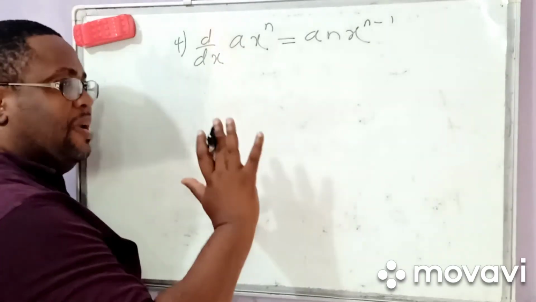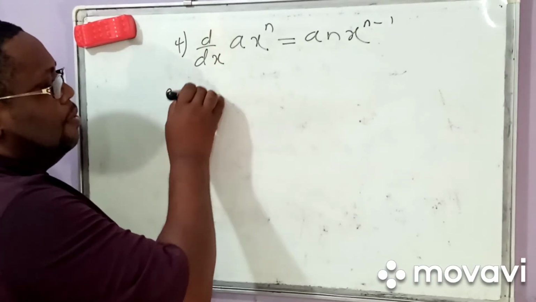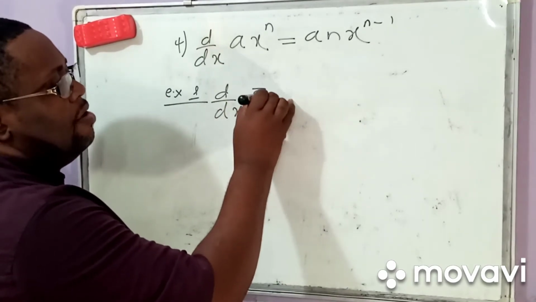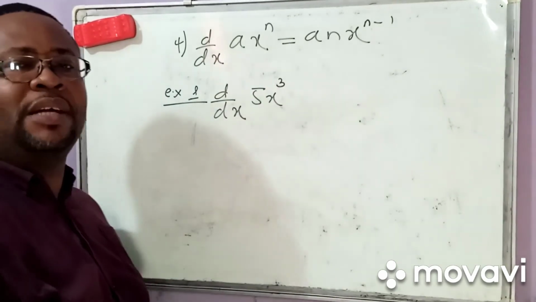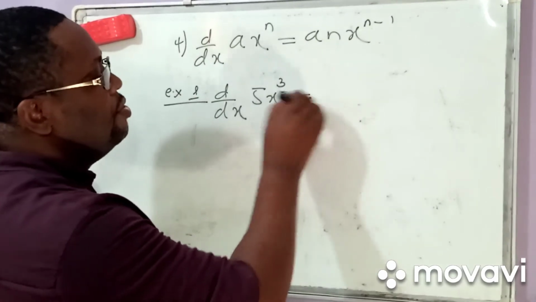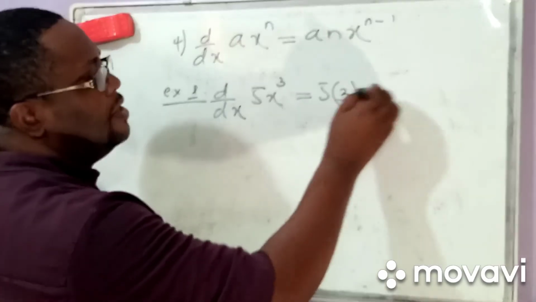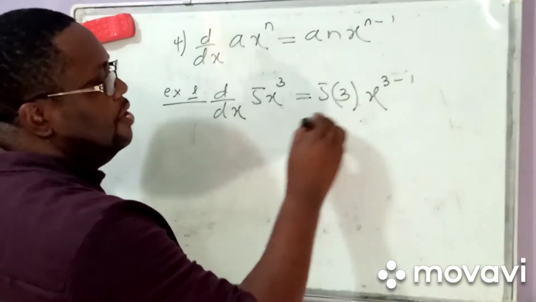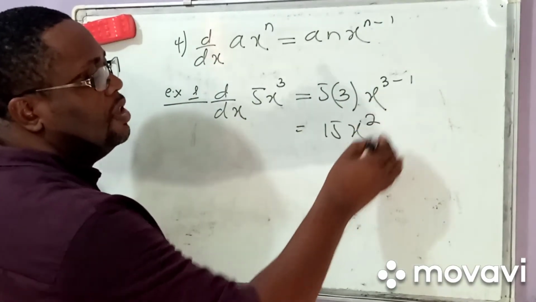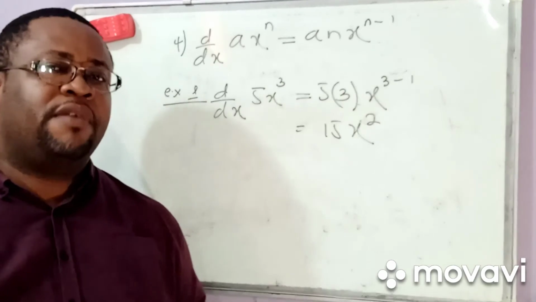That's the rule. Let's look at example 1. If you were to differentiate with respect to x, 5x cubed, so that's what we are talking about: ax to the power n. It doesn't make any difference. All we are going to do, this 5 will stay here, and this 3 will come down. So we have 3, then we have x to the power n minus 1, which is 3 minus 1, and 5 times 3 is 15. So we have 15x, and 3 minus 1 is 2. Is that clear? So differentiation is very, very simple.